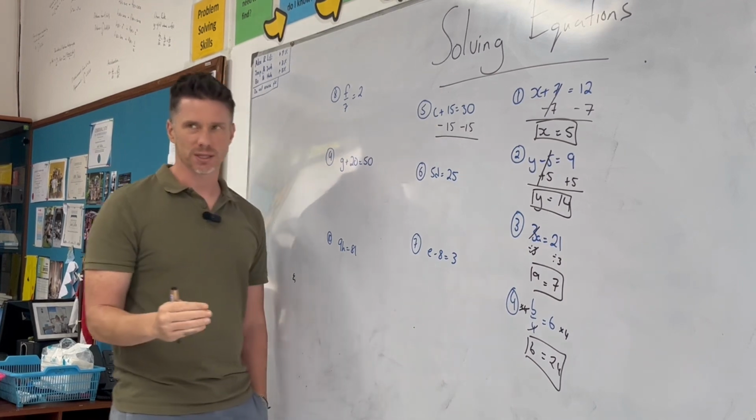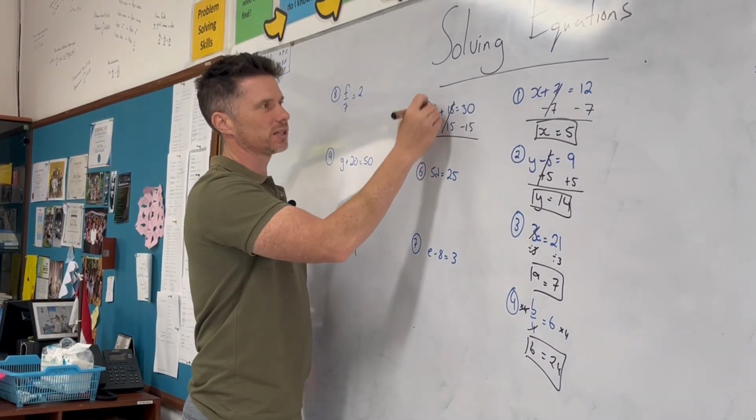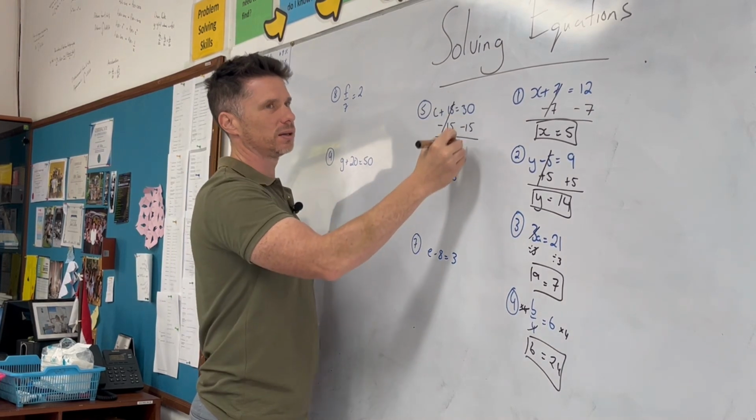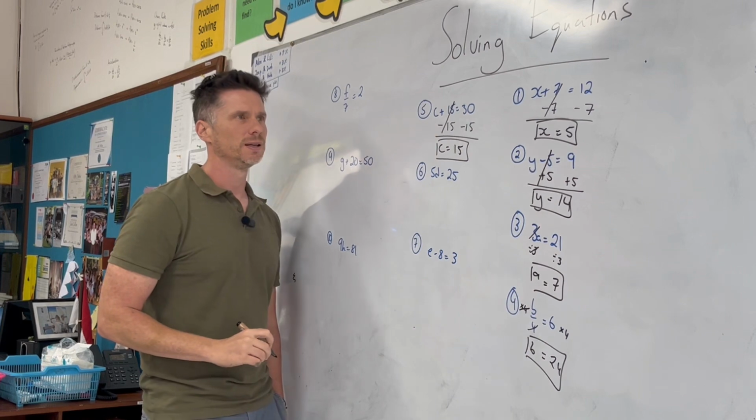Next one, I add 15, so I have to subtract 15 to undo that addition of 15. Do the opposite and do it to both sides of the equal sign. This cancels, that's great. We've got C here. 30 take away 15 is 15, so C is 15.